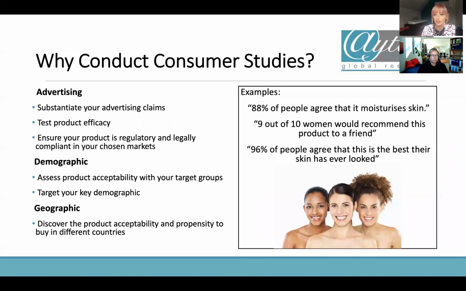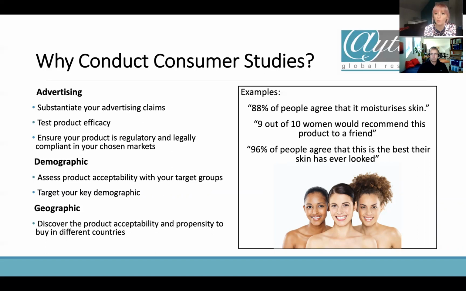So why else conduct consumer studies? We've talked a lot about advertising claims and substantiating them, but when we're talking about thinking internationally and not locally, this is where consumer research is also really going to come in handy. It's ensuring that your product is regulatory compliant. Like I said, looking at those advertising standards and codes of conduct, you want to test in a country which is at least representative of the countries that you're selling your product in.